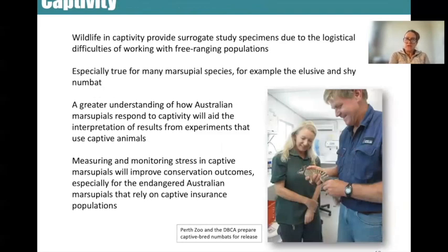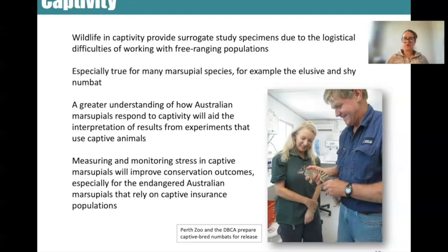Wildlife in captivity do provide surrogate study specimens due to the logistical difficulties of working with free-ranging populations. This is especially true for many marsupials, for example, the shy and elusive numbat. Wild marsupials held in captivity may provide a greater understanding of how these animals respond to captivity, and in so doing, we can interpret experiments or investigations done on captive animals in a more enlightened way.